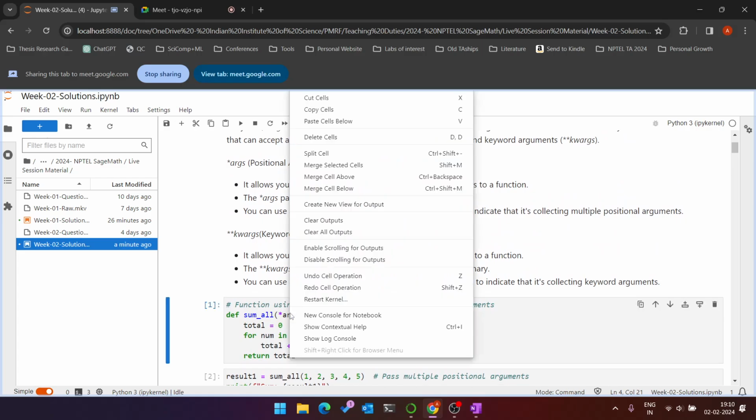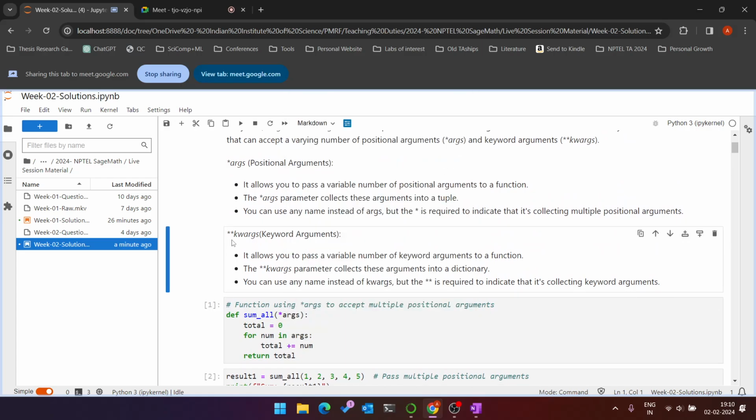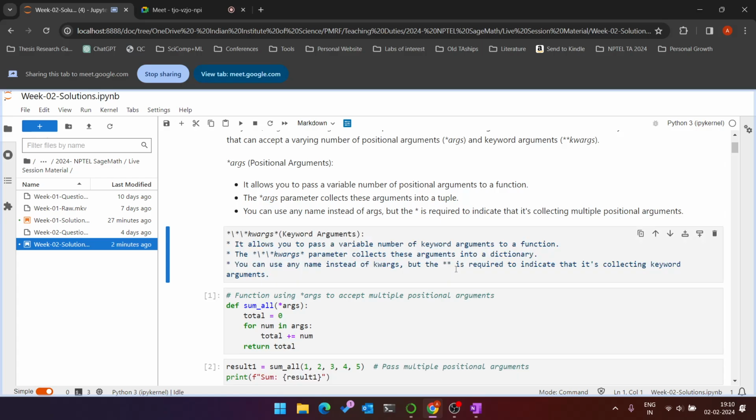Next is the double star kwargs, which refers to keyword arguments. This basically allows you to again pass a variable number of keyword arguments, but instead of collecting them into a tuple, which was the case with star args, double star kwargs collects all these arguments into a dictionary.